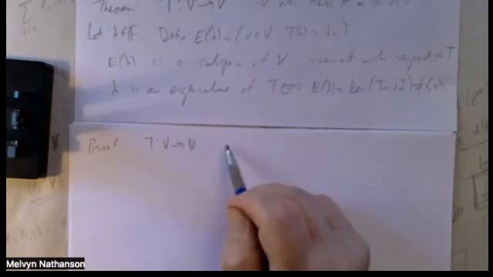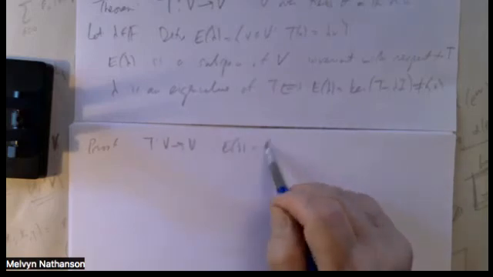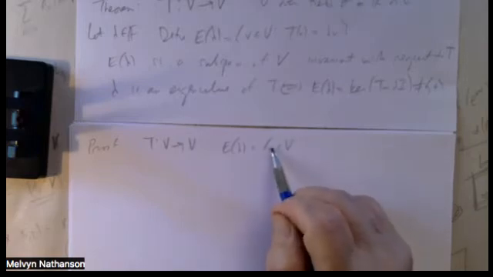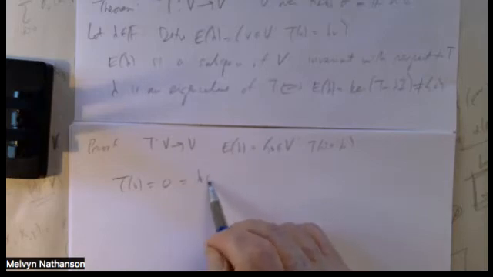So I have T from V to V and E of lambda as all vectors V in the vector space where T of V is lambda times V. So of course, T of 0 is always the zero vector. And for any lambda, you take any scalar times the zero vector, it's still the zero vector. So 0 is in E of lambda for all lambda, right? Every one of these sets contains the zero vector.